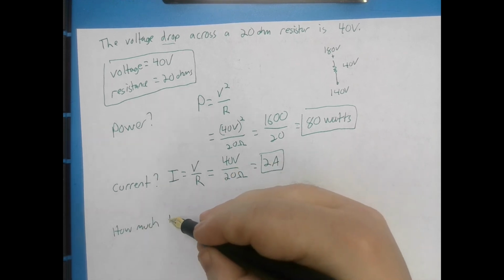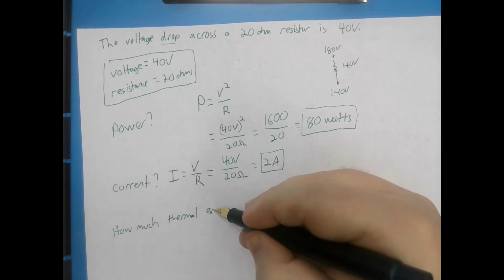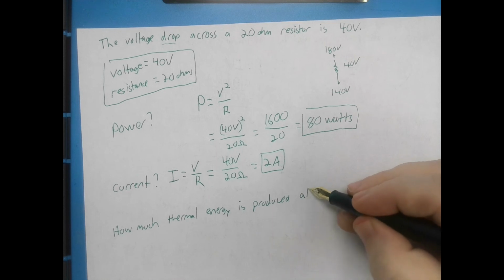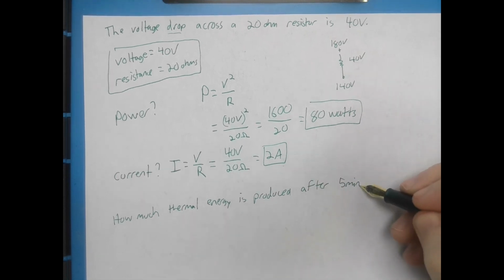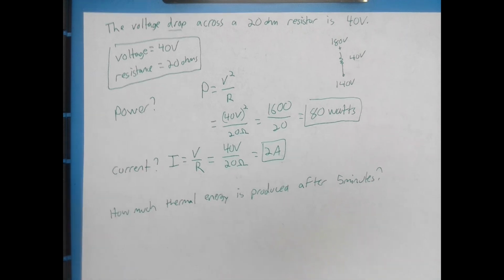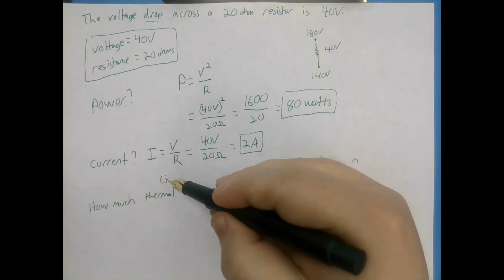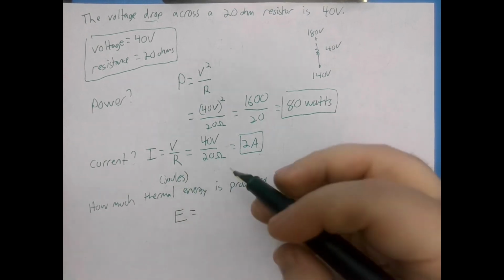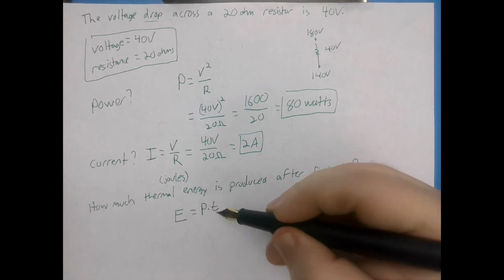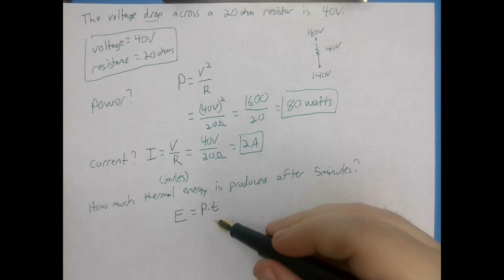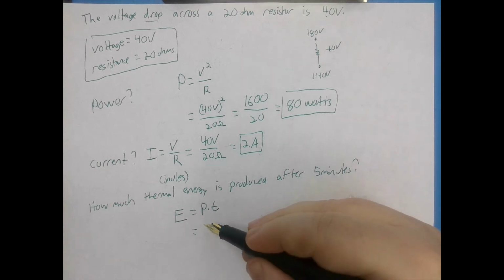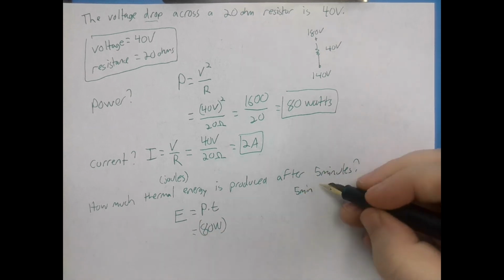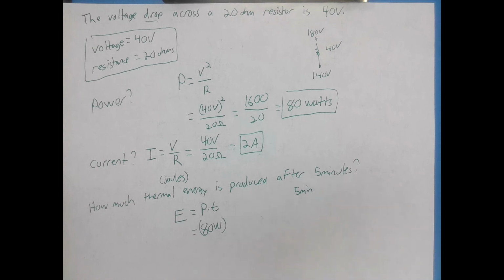How much thermal energy is produced after 5 minutes? We usually measure thermal energy in joules. So energy is equal to power times time. And we want our power in watts, our time in seconds. Power is 80 watts. And 5 minutes is the same thing as 300 seconds.